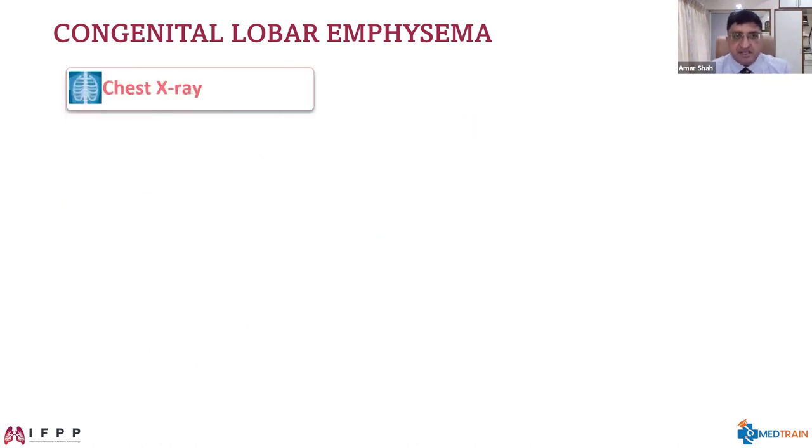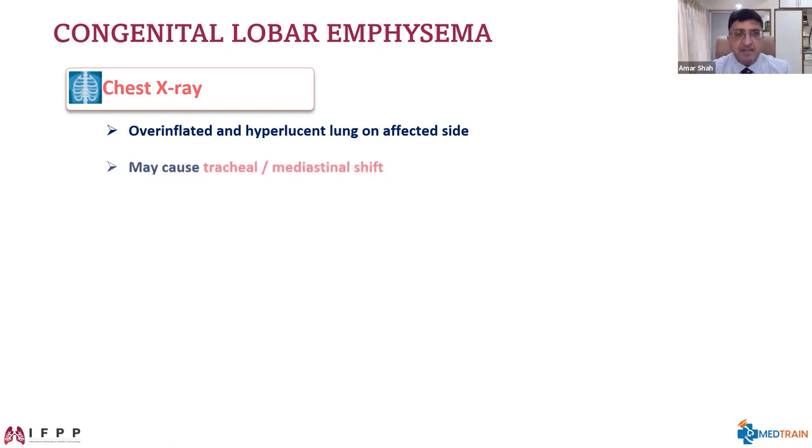An X-ray of the chest is mostly diagnostic for this pathology, where it shows an overinflated and hyperlucent lung on the affected side. This may cause a tracheal or a mediastinal shift.